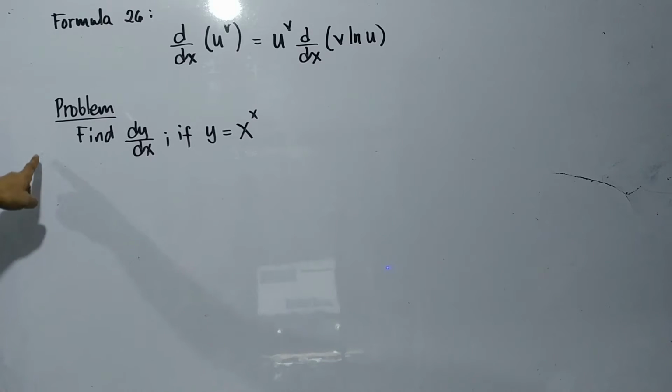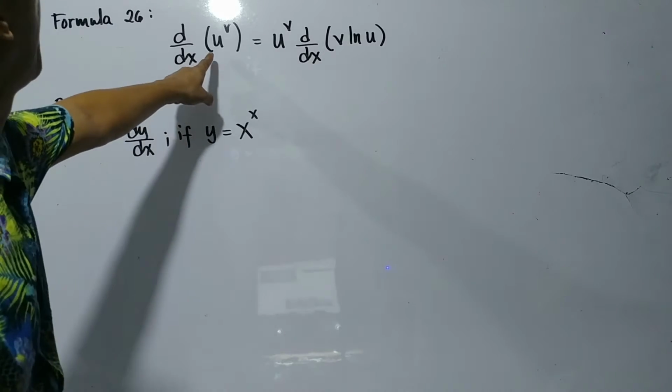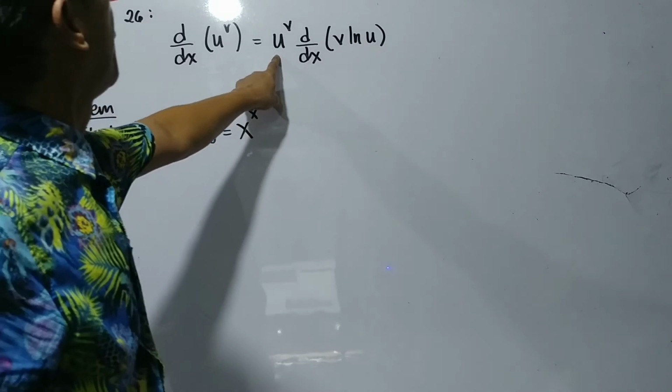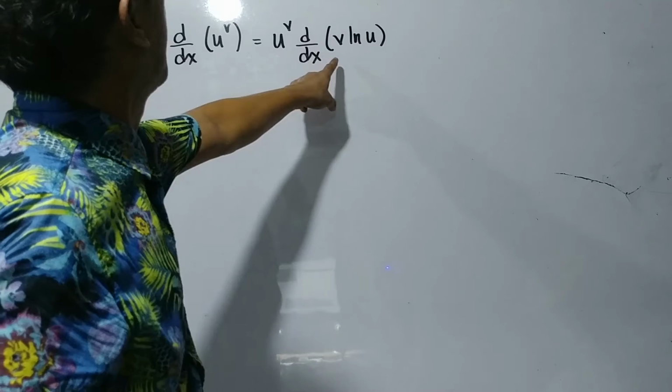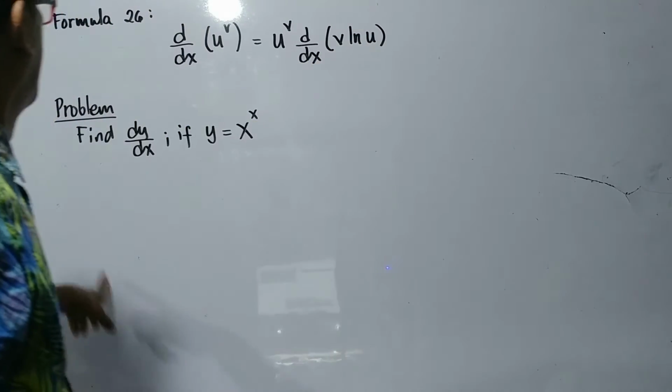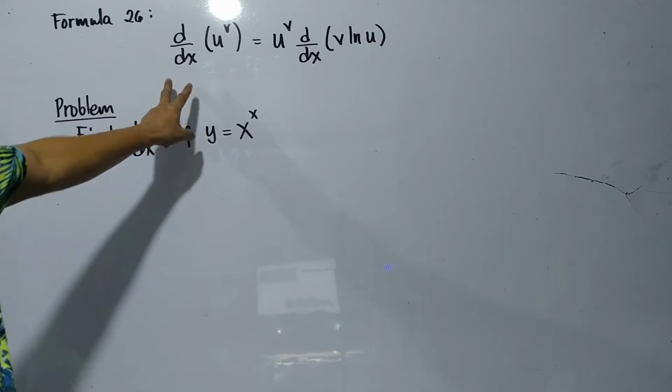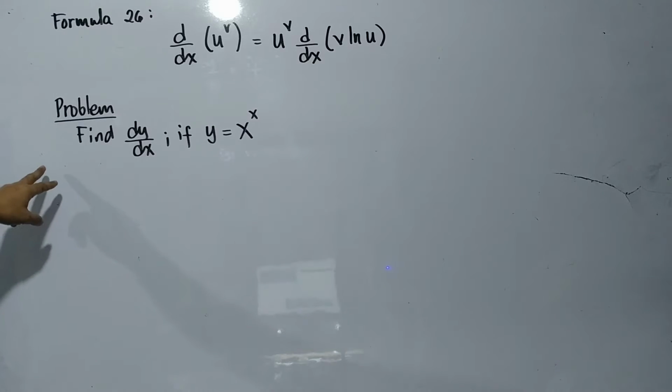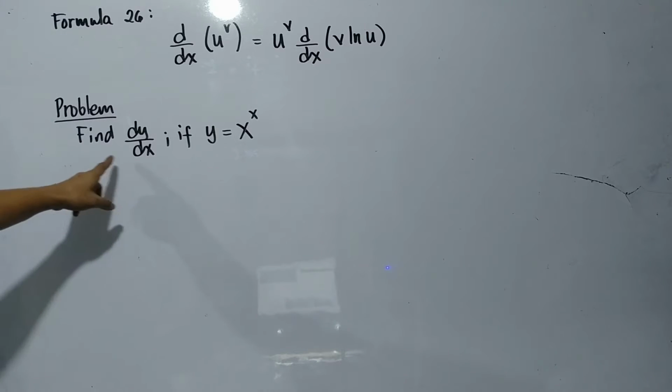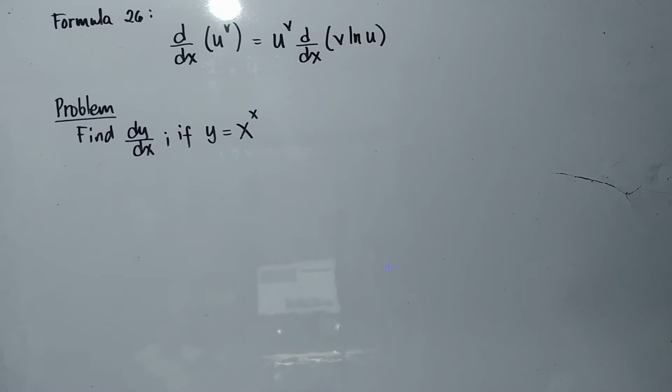For our formula number 26, we will find the differential of u to the v, which is equal to u to the v times the differential of v ln of u. So that is our formula number 26. So we have here a problem: find dy dx if y is equal to x to the x.